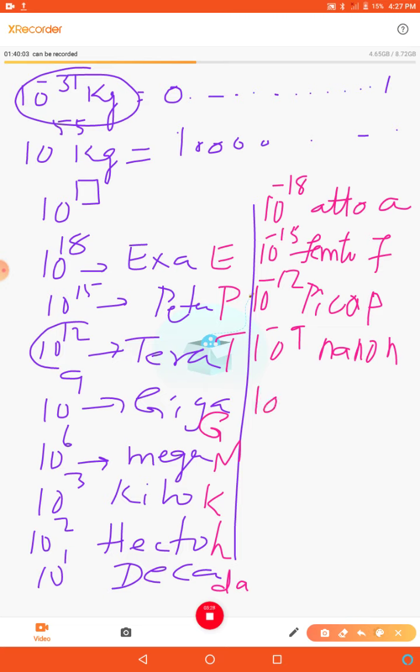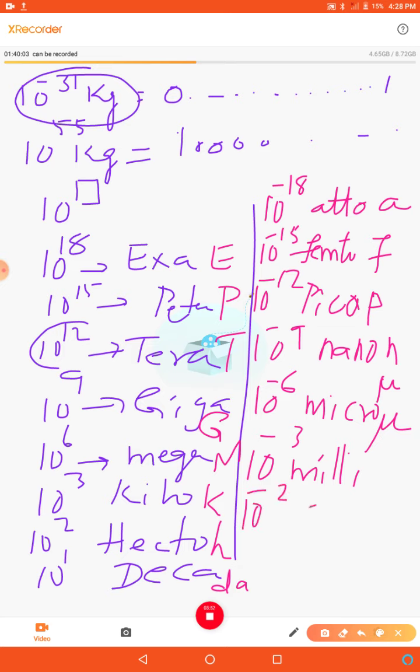Also 10 power of minus 6 is called micro, as in microbiology, microorganisms, microchip. That is 10 power of minus 6, represented by mu. Then you have 10 power of minus 3, which is milli. Then 10 power of minus 2, that is centi. Milli is represented by small m, centi is represented by small c. Then 10 power of minus 1 is called deci, represented by d.